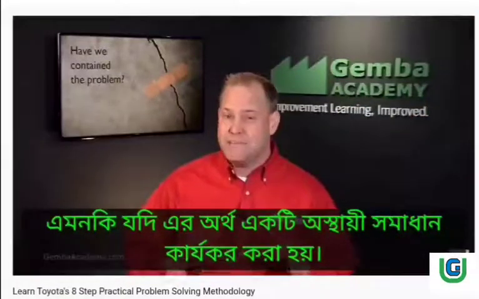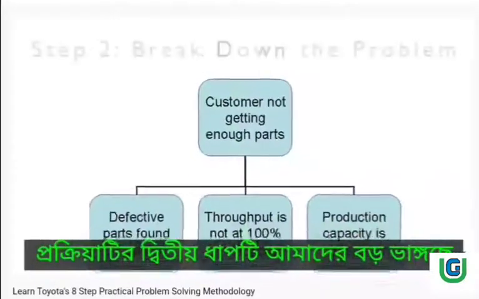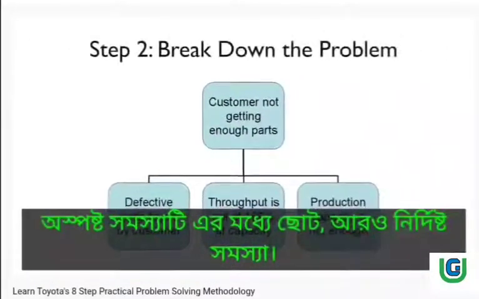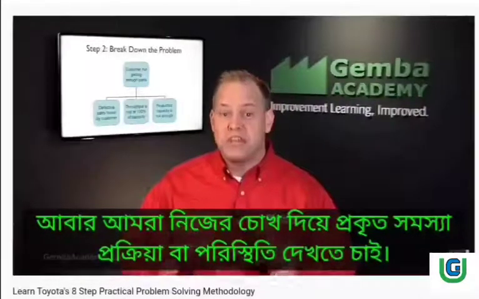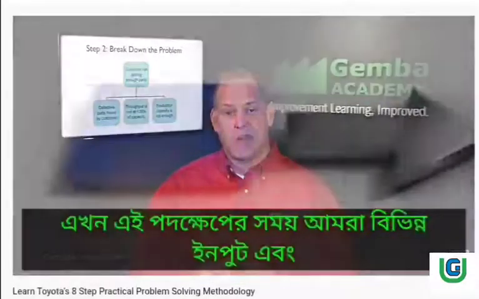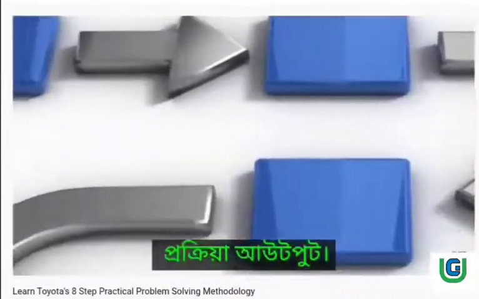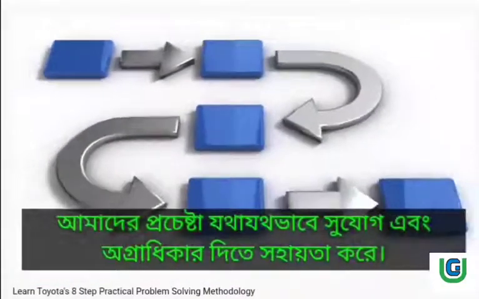The second step of the process has us breaking the big, vague problem down into its smaller, more specific problems. Again, we want to go see the actual problem, process, or situation with our own eyes. Now, during this step, we'll also take time to study the various inputs and outputs of the process, helping us to properly scope and prioritize our efforts.